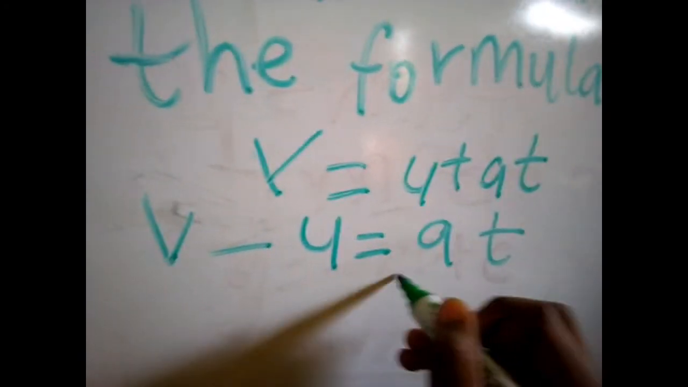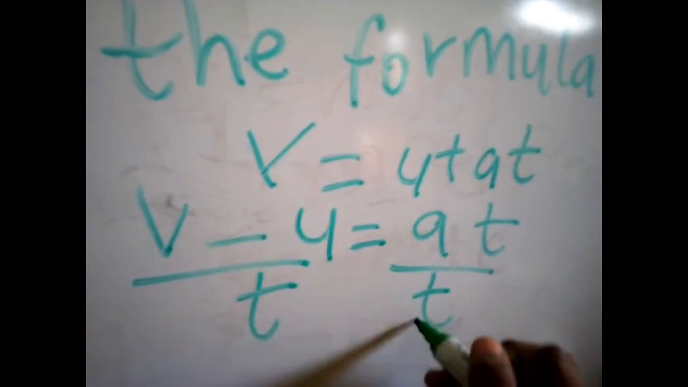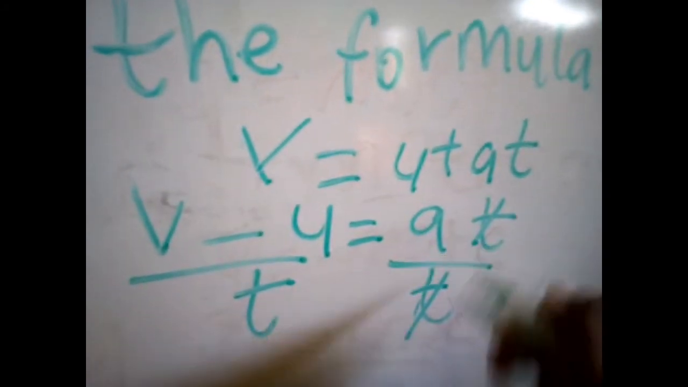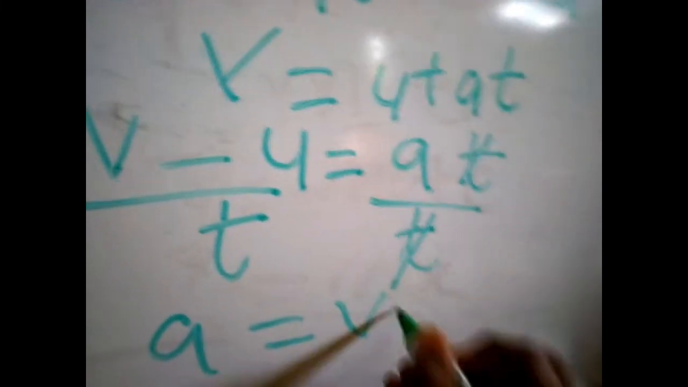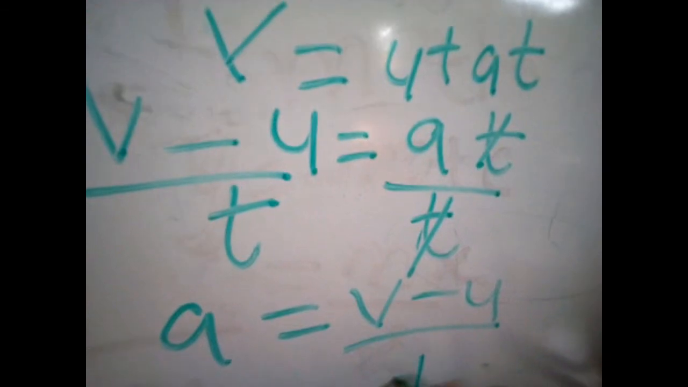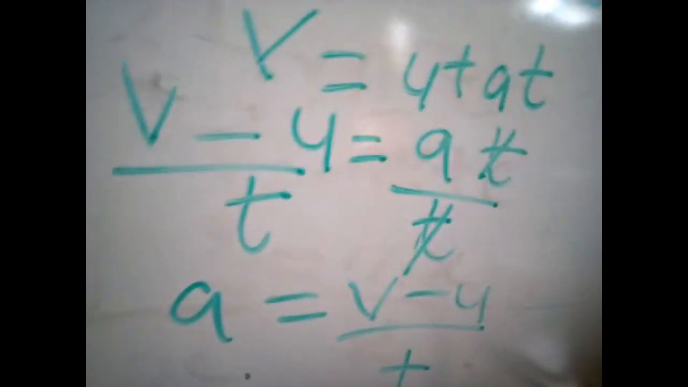And now when you get this, you can divide both sides by t, so that t will cancel out and a can stand alone. So with this, you can say a equals v minus u over t. You've made a stand alone, making a the subject of this formula.